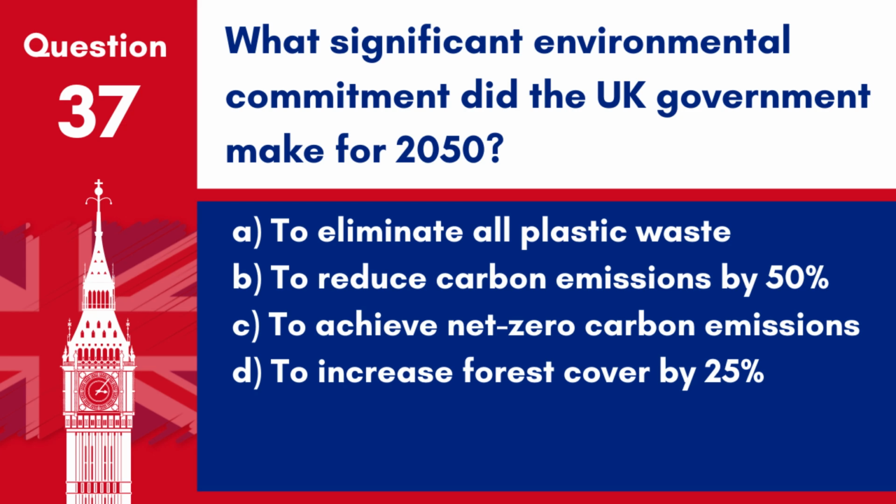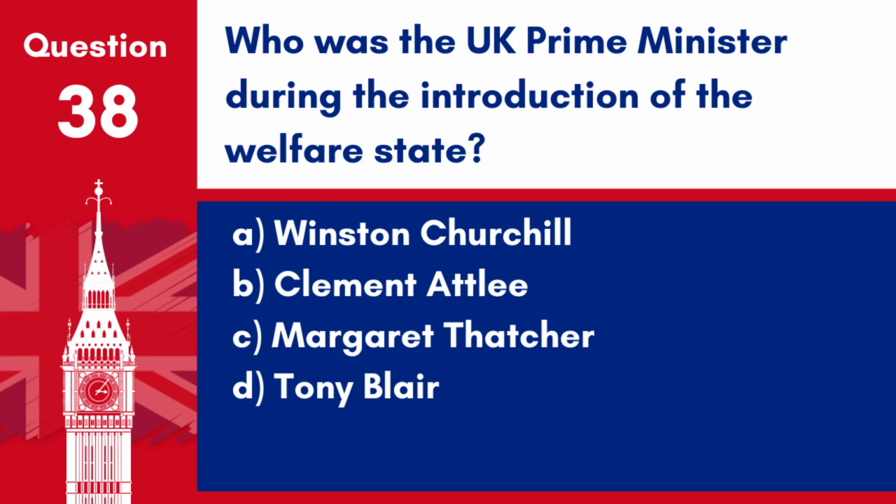Question 37. What significant environmental commitment did the UK government make for 2050? A. To eliminate all plastic waste. B. To reduce carbon emissions by 50%. C. To achieve net zero carbon emissions. D. To increase forest cover by 25%. Answer. C. To achieve net zero carbon emissions. The UK government has committed to achieving net zero carbon emissions by 2050 as part of its strategy to combat climate change.